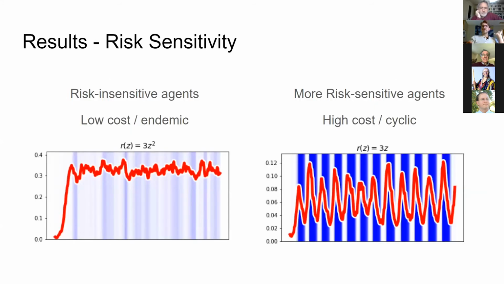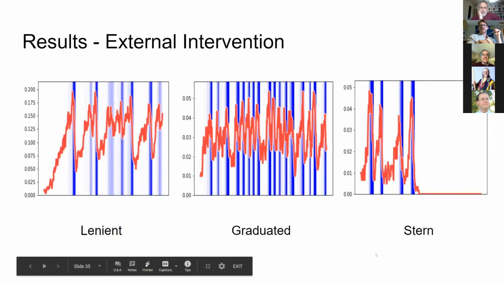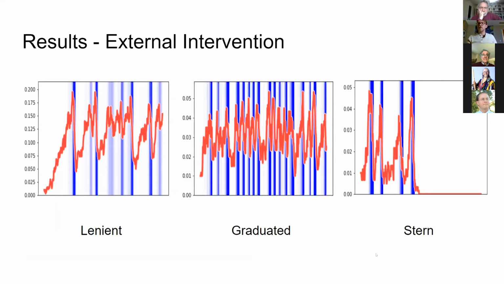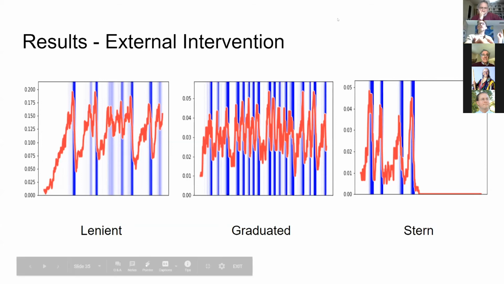Those were a few results having to do with risk perception. Now we also have external interventions here. So we did a series of different experiments to test out different conditions. And one of those conditions was differing strategies for external intervention.